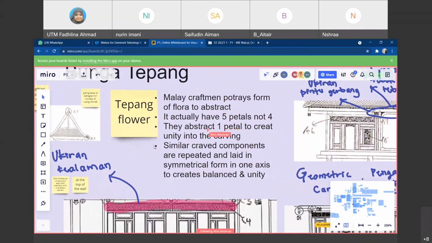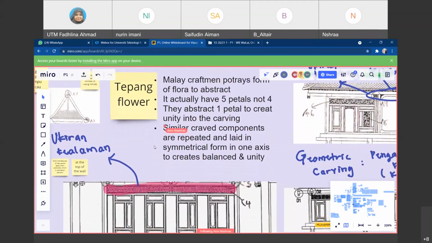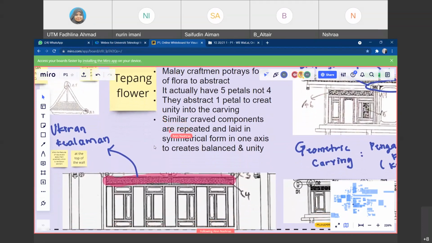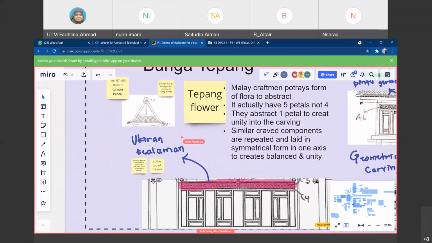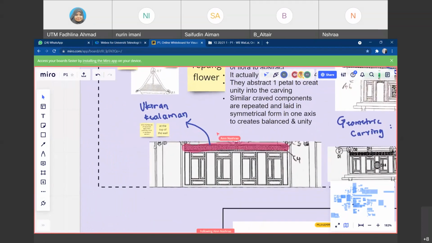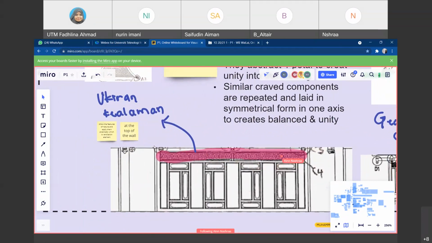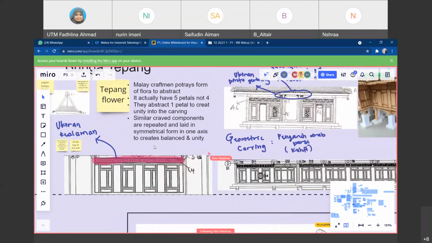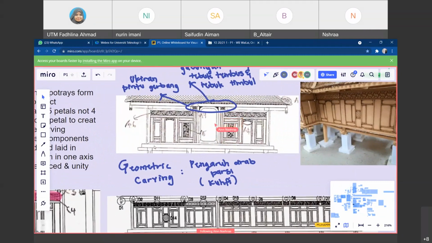It actually has 5 petals, not 4. They abstract one petal to create unity in the carving. Similar craft components are repeated and laid in symmetrical form on one axis to create balance and unity. The tepang flower is mostly located in the front of the mosque, and at the top of the wall the carving will use universe motifs, kealaman, something like that. And in the pintu gerbang, the main entrance of the mosque, they will combine tebuk tembus and tebuk timbul in the carving of the main entrance.